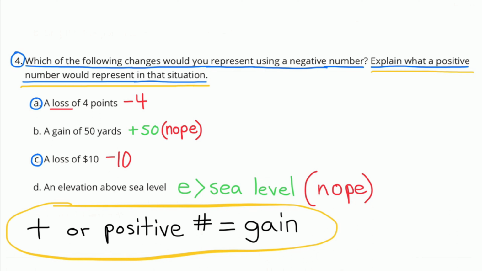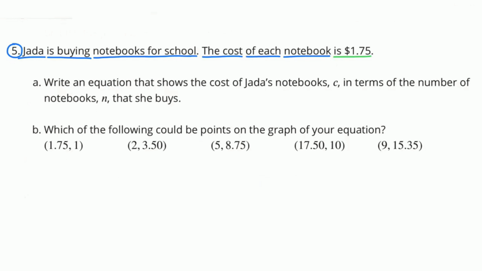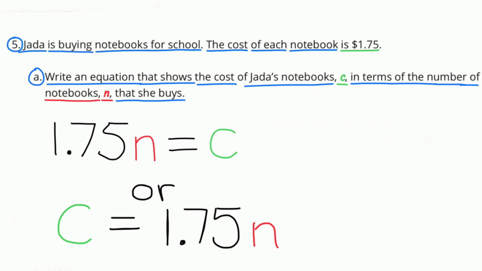Explain what a positive number would represent in that situation. For A, a positive number would represent a gain of points, and for C, a positive number would represent a gain of money. Number 5. Jada is buying notebooks for school. The cost of each notebook is $1.75. A. Write an equation that shows the cost of Jada's notebooks, C, in terms of the number of notebooks, N, that she buys. I wrote $1.75 times N equals C, or C equals $1.75 times N.